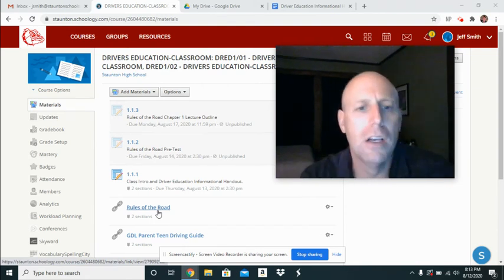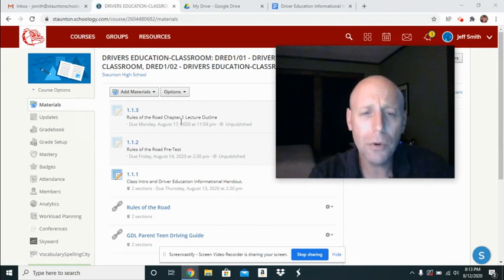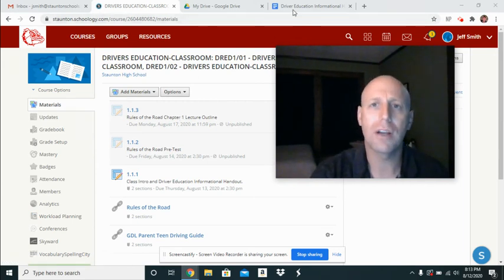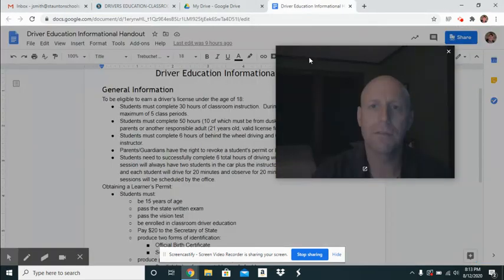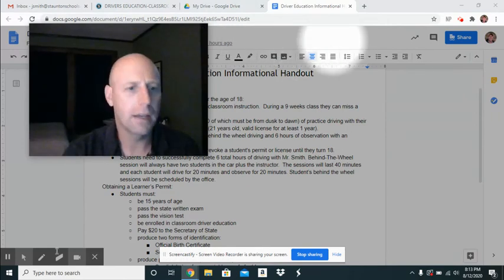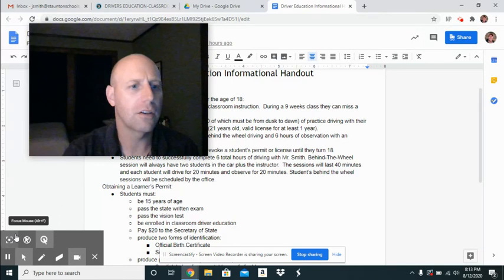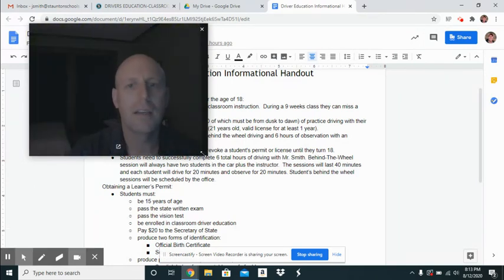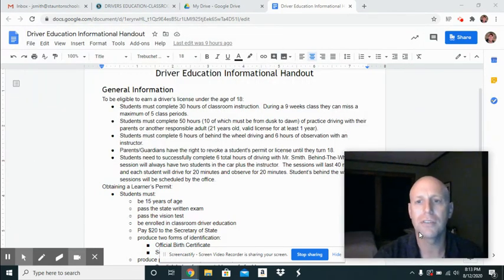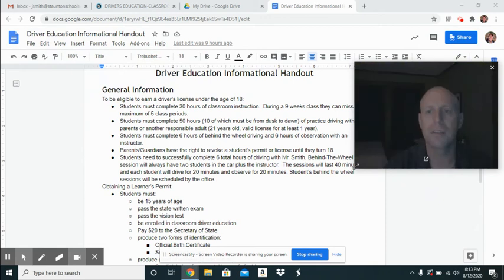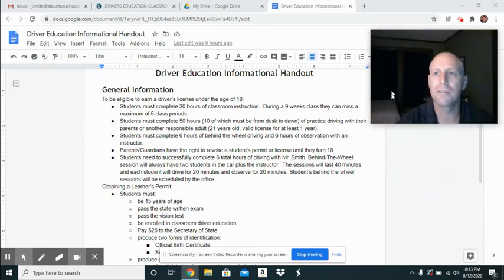Okay, so let's go ahead and get into this driver educational information handout. And let's see here, turn that off. We don't need that. And let me shrink my screen down a little bit here and get in a position where I'm not blocking stuff for you guys.